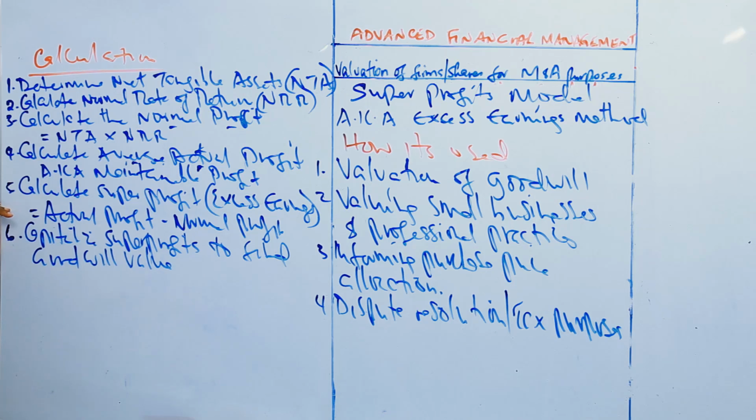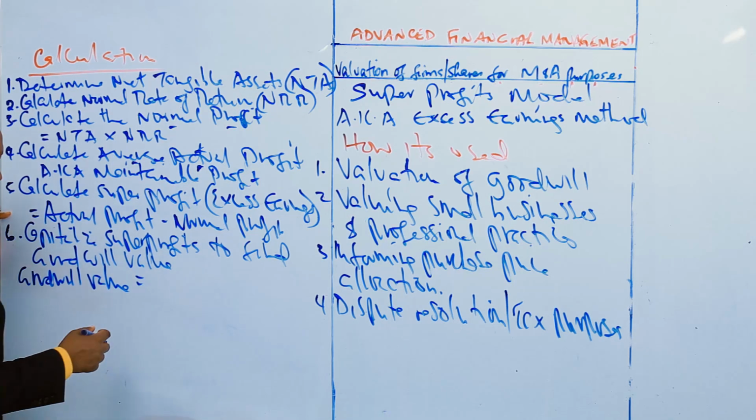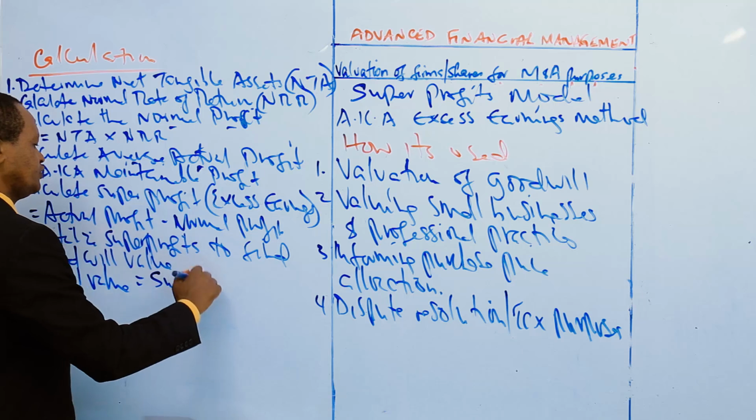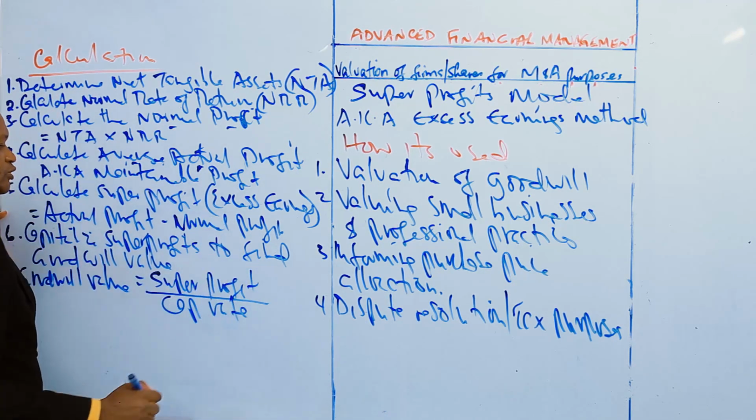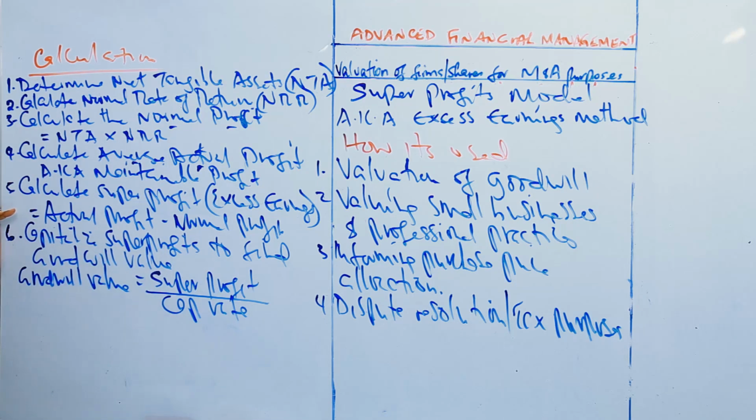The super profit is capitalized by dividing it by a capitalization rate. So goodwill value will be equal to the super profit divided by a cap rate, the capitalization rate. You capitalize the super profits to find the goodwill value. You understand, candidates?